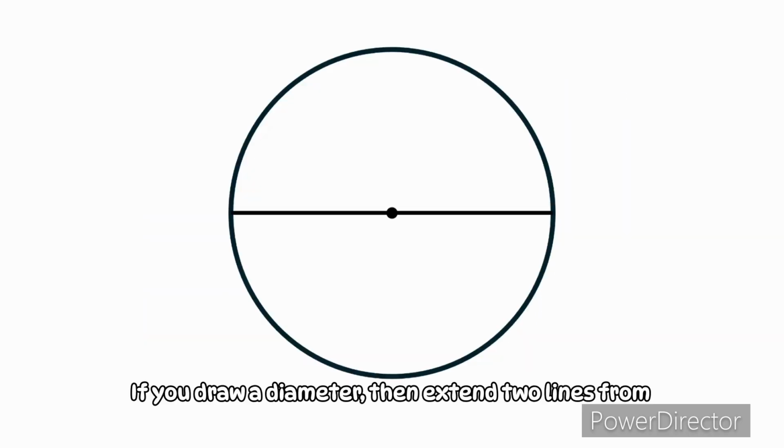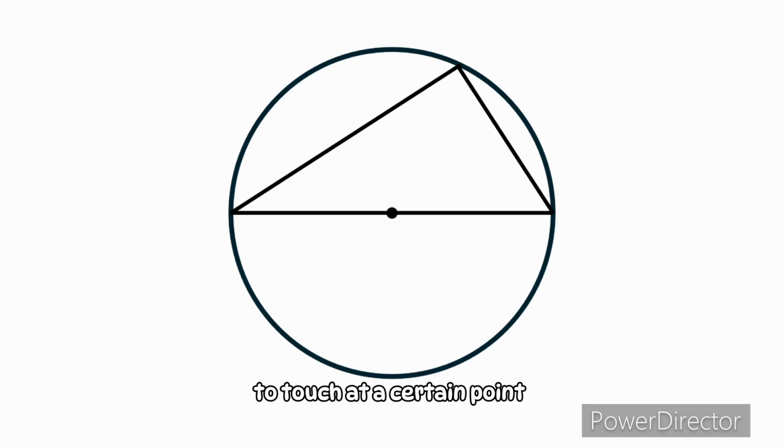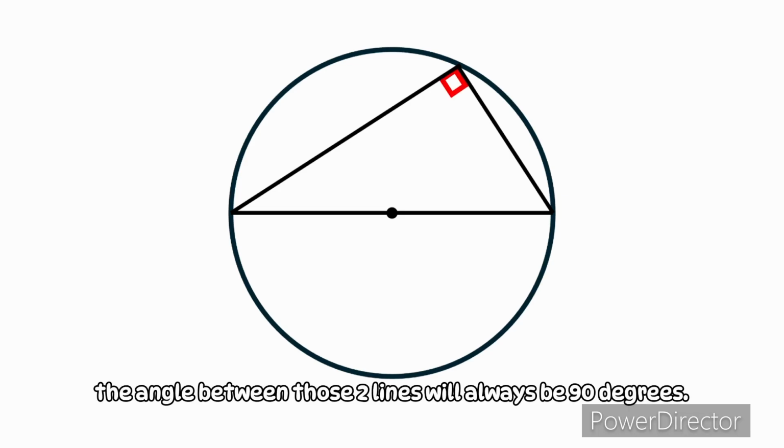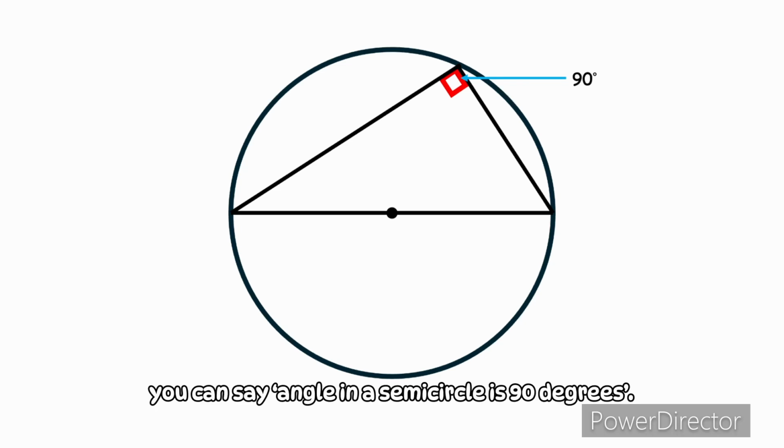So second one, if you draw a diameter, then extend 2 lines from the edge of each circumference of the diameter to touch at a certain point, the angle between those 2 lines will always be 90 degrees. In concise terms, you can say angle in a semicircle is 90 degrees.